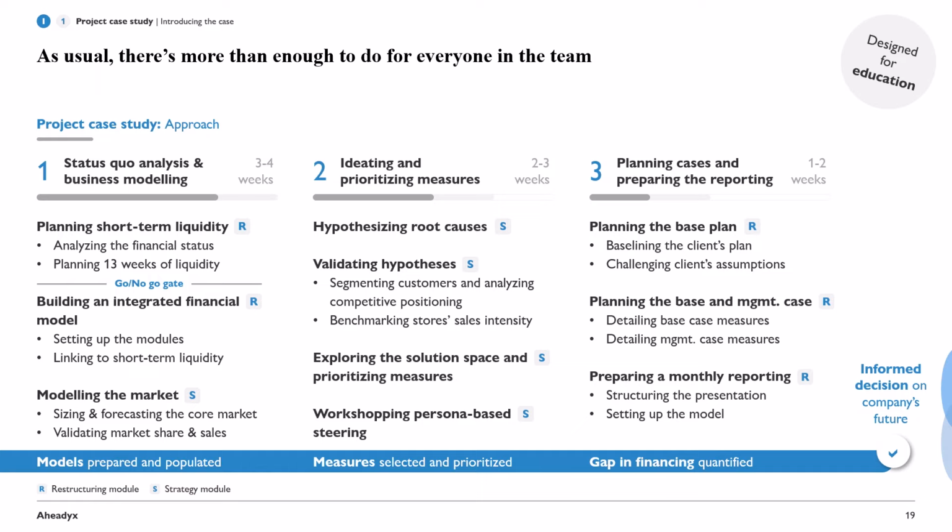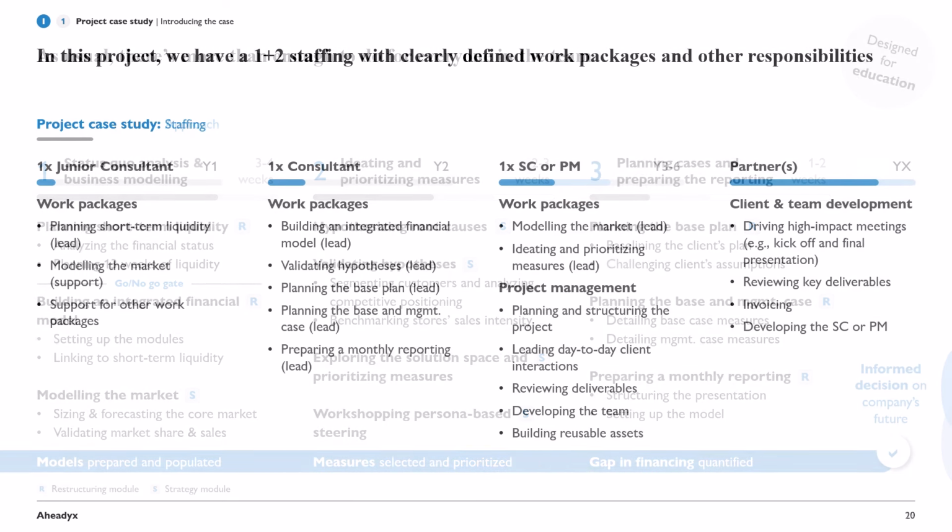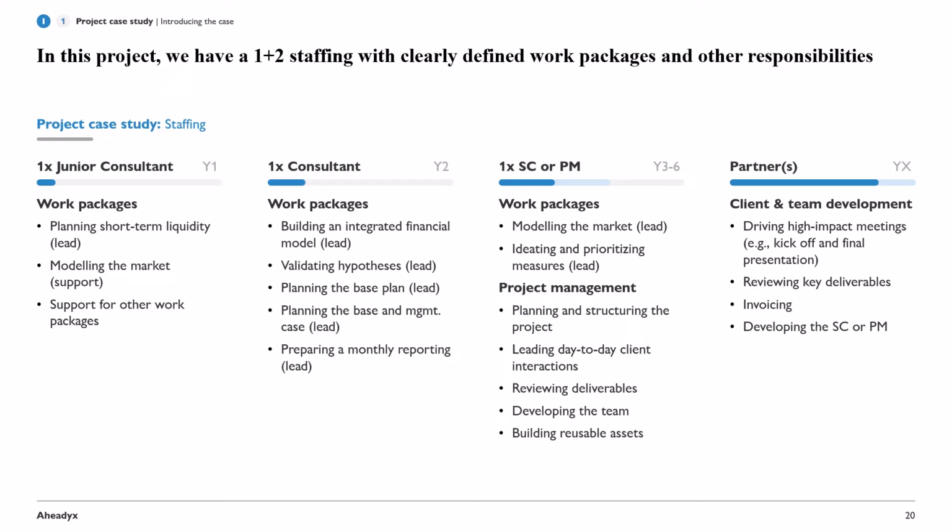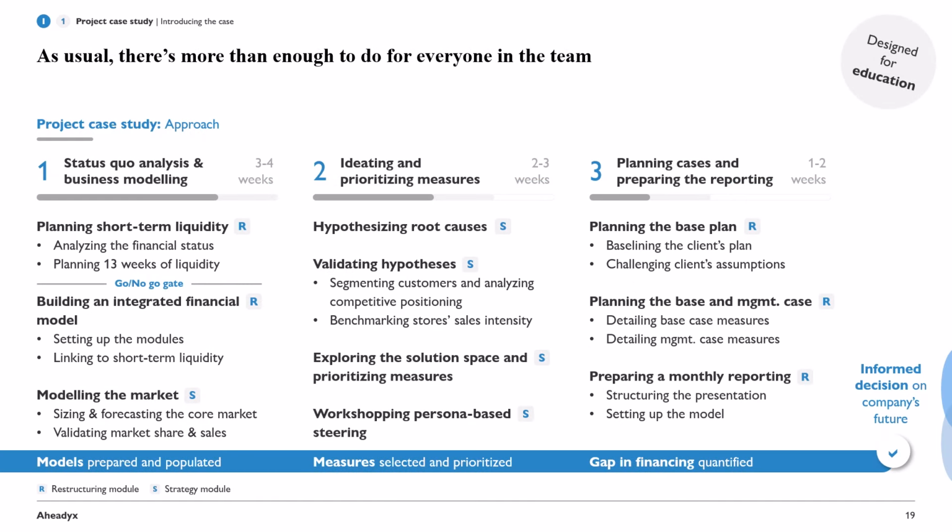Here, there's really a lot to do, so everyone will be fully occupied, let's say. Let me quickly jump to the next slide, in which we will see who is on the project. So we are going to have one junior consultant, one senior consultant, or PM1 who's going to lead the project. And we will also have the partners who will oversee the project on a more general level. So let's see who's going to do what in this project.